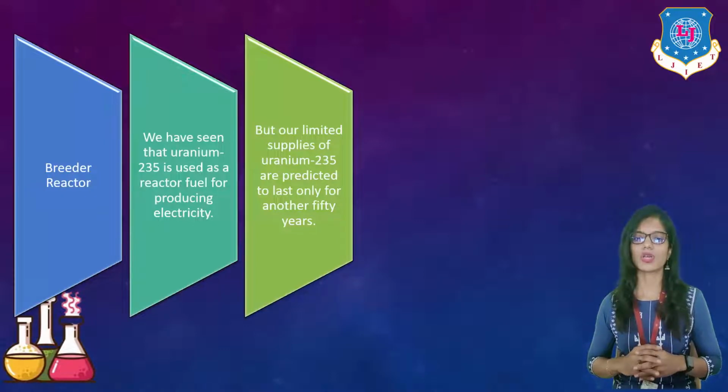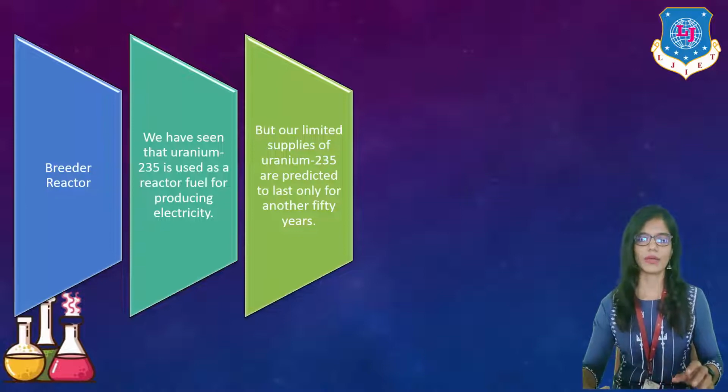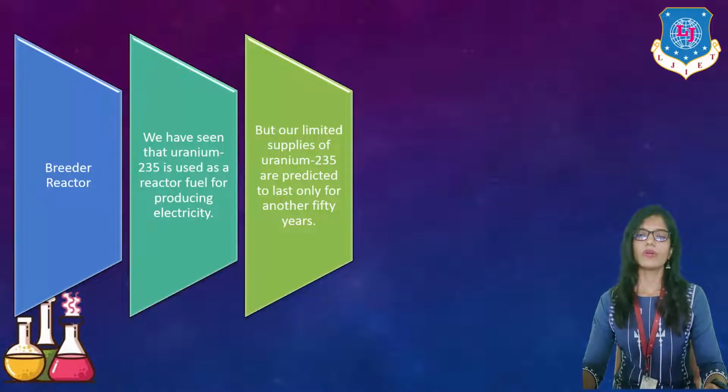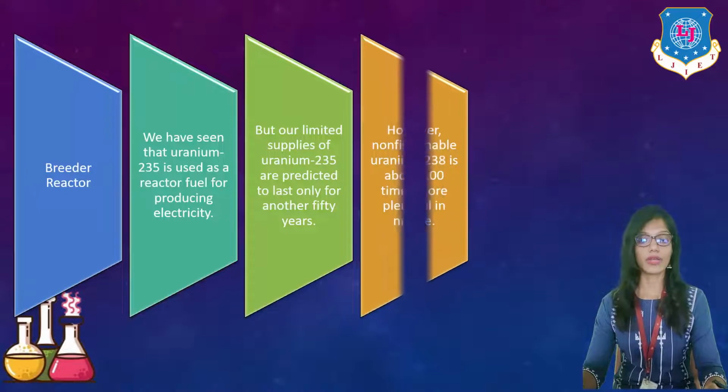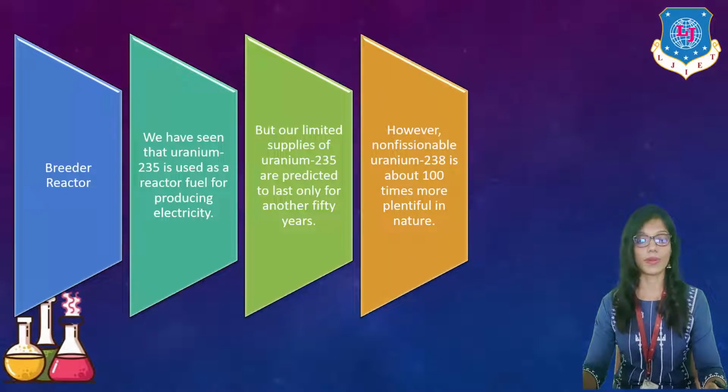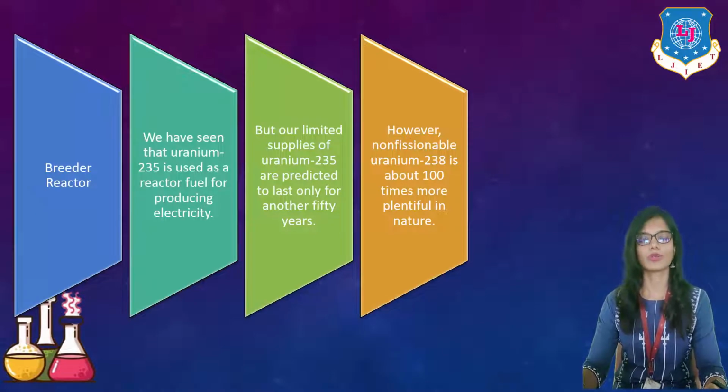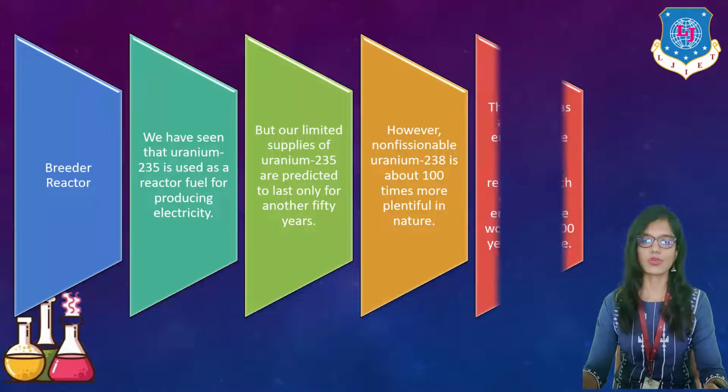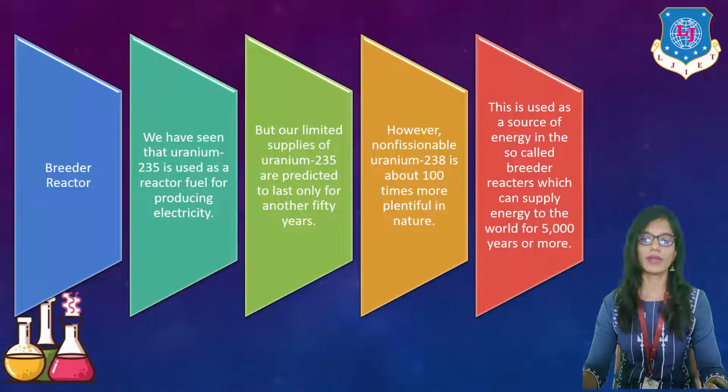Breeder reactors can use a tremendous amount of energy. However, non-fissionable uranium-238 is about 100 times more plentiful in nature. Uranium-235 is available in very small amounts, but uranium-238 is available in a huge amount. So this is used as a source of energy in the so-called breeder reactors, which can supply energy to the world for 5,000 years or more.